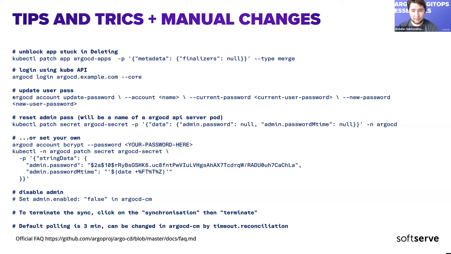Another one, you can create users, you can update those passwords. And if for some reason you forget your admin password, you can reset it. Another interesting thing here, if you delete the password from those secret, Argo will create the password using the name of the Argo CD API server pod. And this one, how you can set those passwords by yourself. As you can see, it's using bcrypt here. You can disable admin, again, admin.enabled to false in the Argo config map.